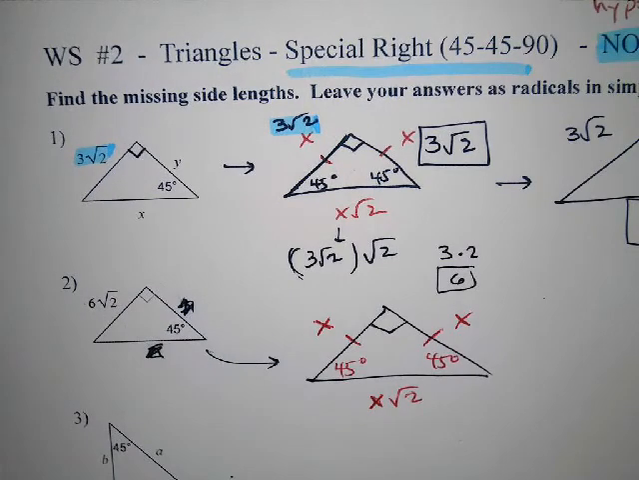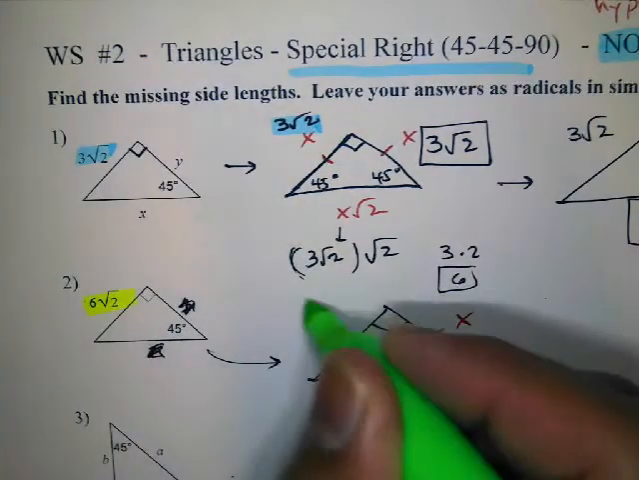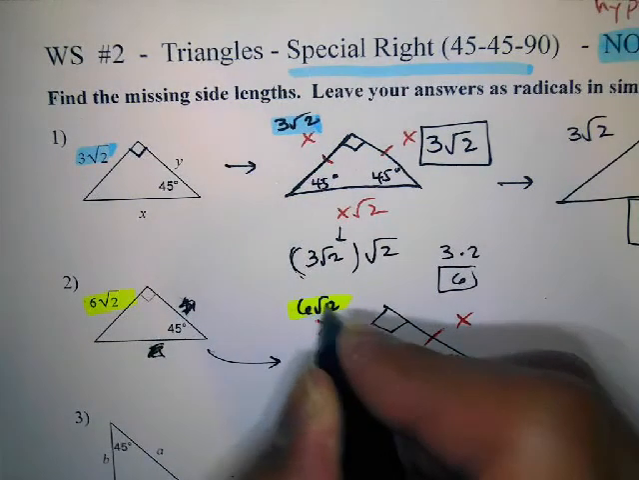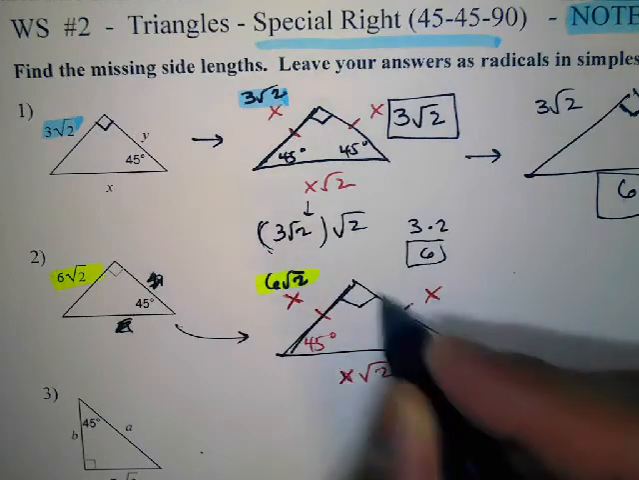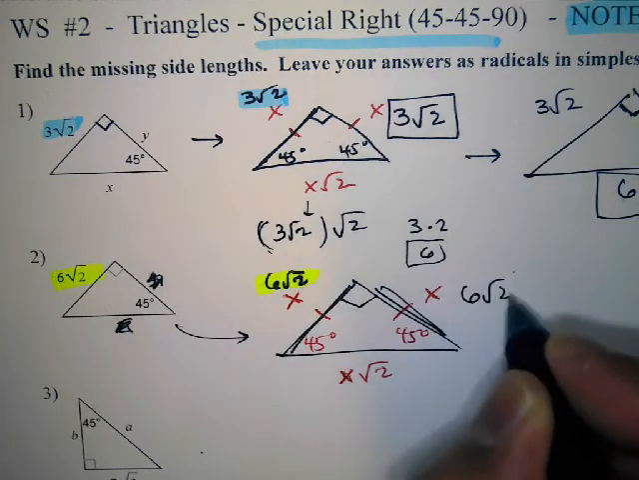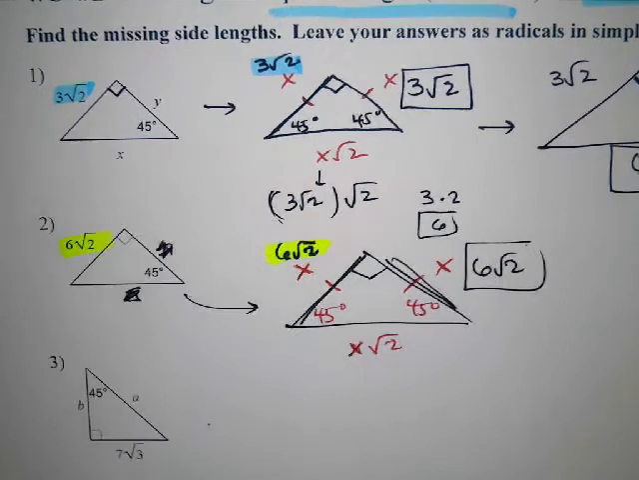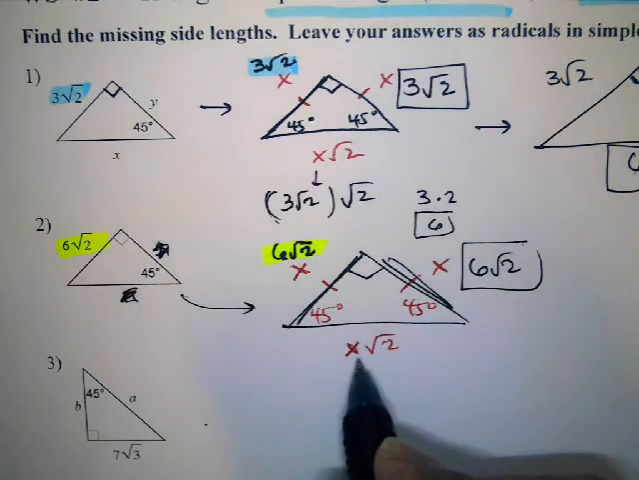And what's given here? Let's go back over here. What do we know? We know another leg again is 6 root 2. Is that what it says here? Yeah. That means this one here is 6 root 2. Well, if that leg is 6 root 2, the other leg has to be 6 root 2. Good. X is 6 root 2.